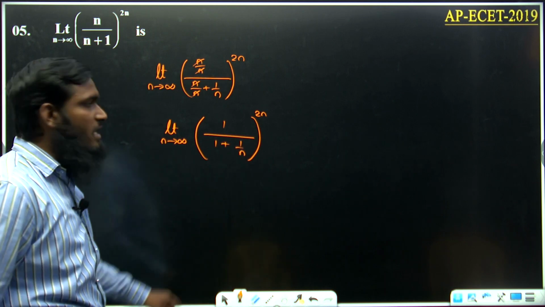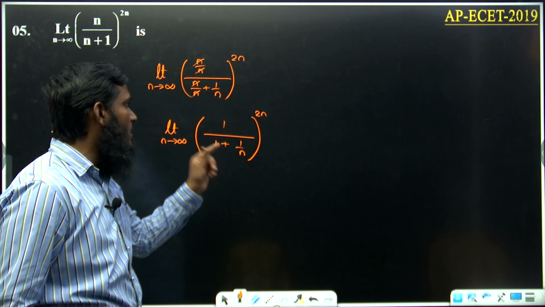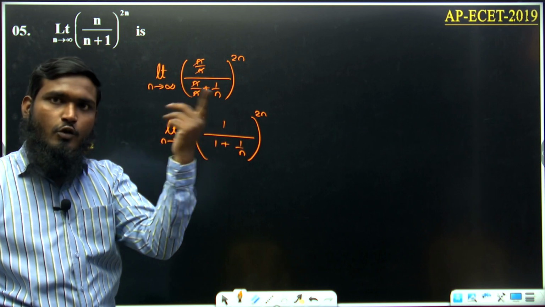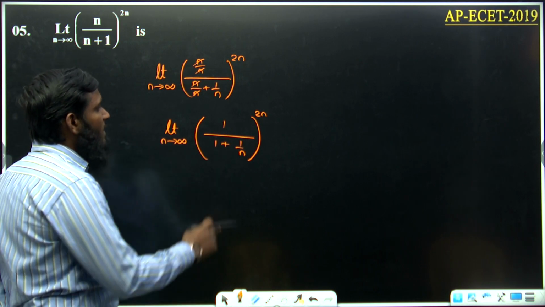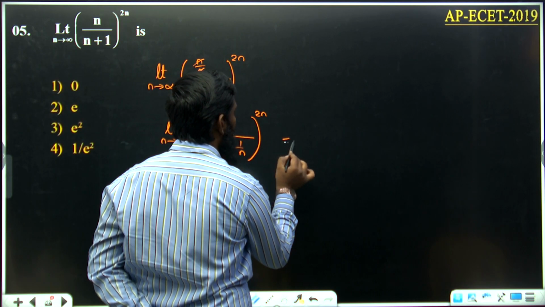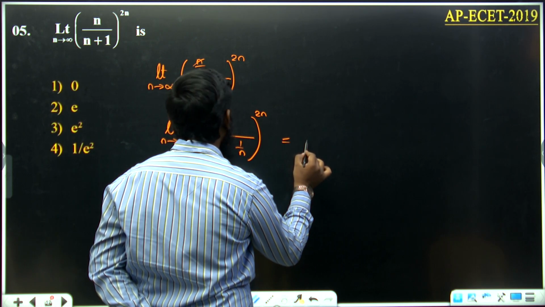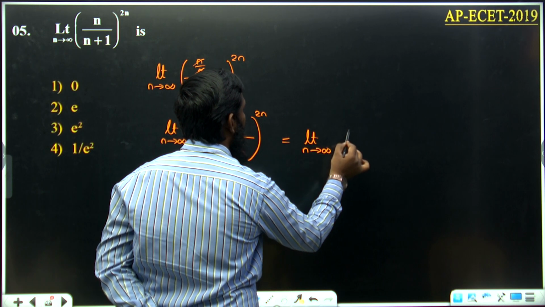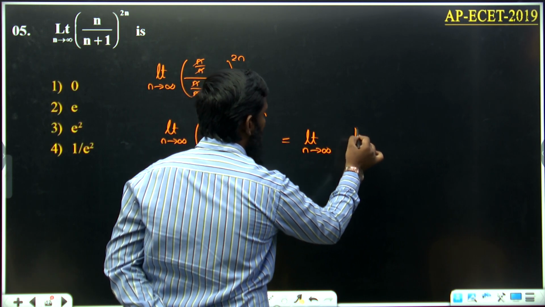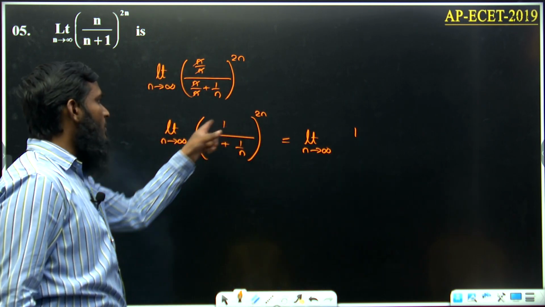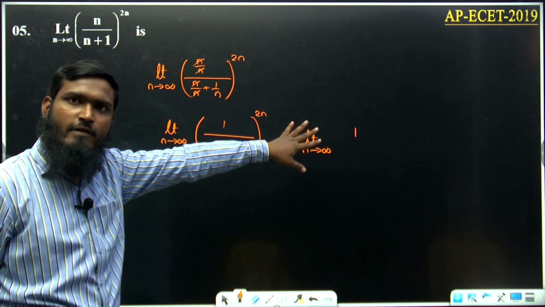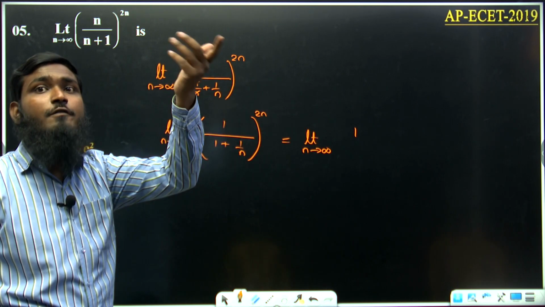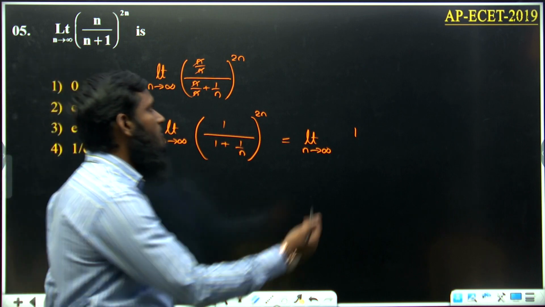Now what I am doing is I am giving this power for numerator separately, denominator separately, okay. So if you are giving for numerator separately, then what we are writing over here, limit n tends to infinity 1 power 2n. So 1 power 2n means n tends to infinity we are having, we can write only 1 over here, or else we are having for 1 power infinity we are having one formula.